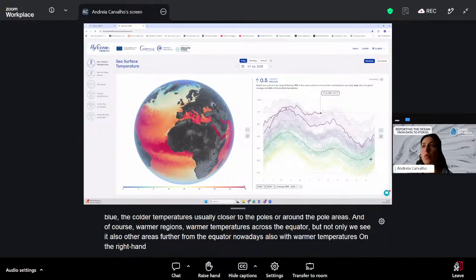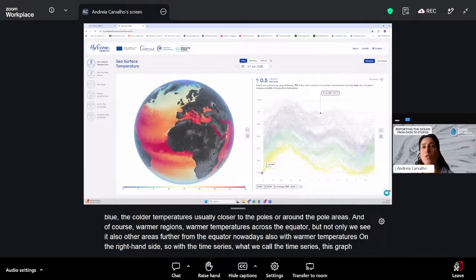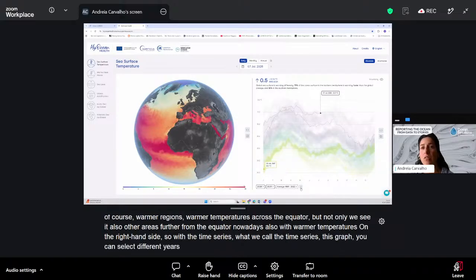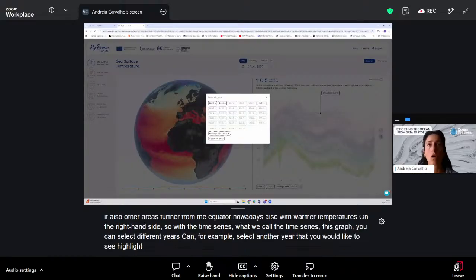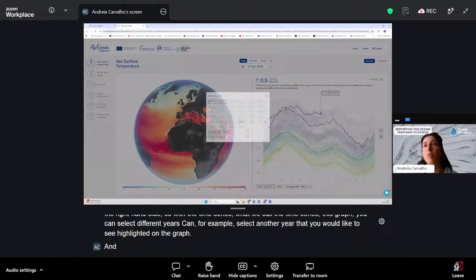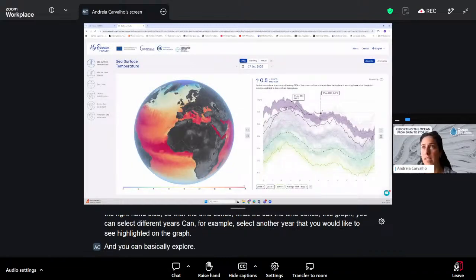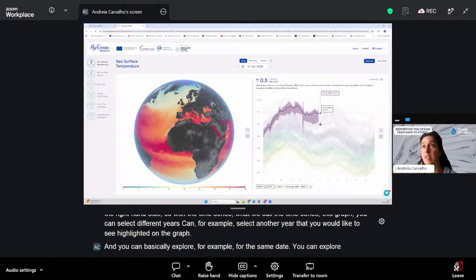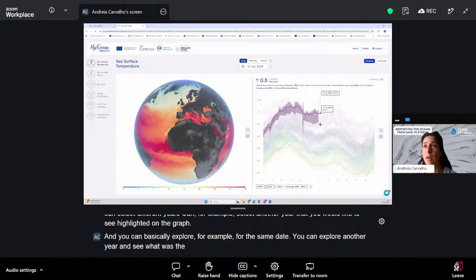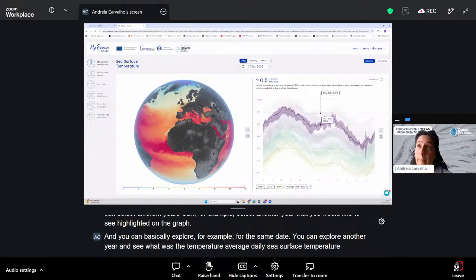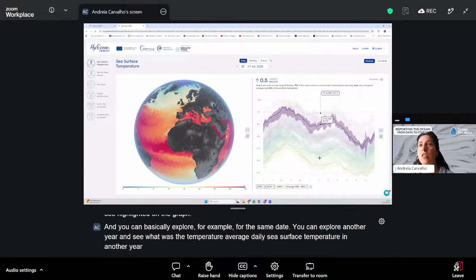On the right-hand side, with the time series, what we call a time series, this graph, you can select different years. You can, for example, select another year that you would like to see highlighted on the graph. And you can explore, for the same date, another year and see what the average daily sea surface temperature was in another year, last year, or all the previous years, basically.